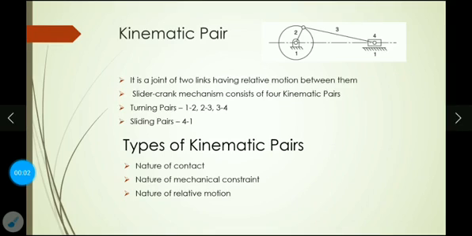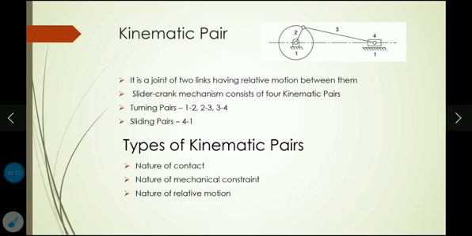Next term is kinematic pair. A kinematic pair is nothing but a joint between 2 links which have relative motion between them. So in simple terms, we can say a kinematic pair is the joint between links.